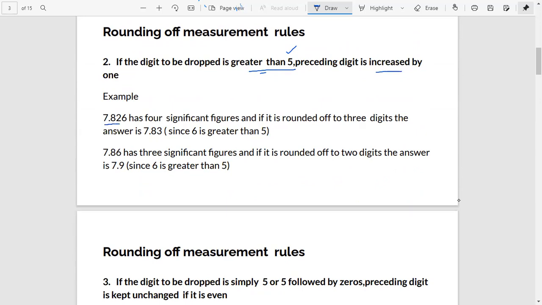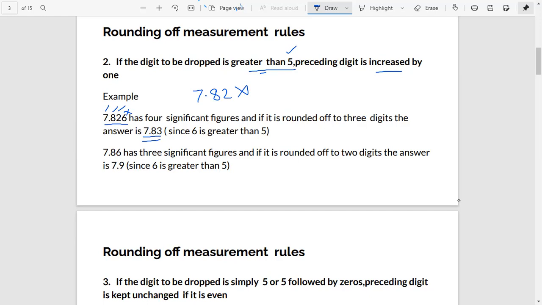This is 7.826 and we want to round it off to the first 3 digits. That is, we need to drop this 6. Now we cannot simply drop this 6 without changing the preceding digit. What does the rule say? We should drop this 6 but increase the number before it, 8, by 1. That is, it becomes 7.83 and not 7.82. Why is it not 7.82? It is not 7.82 because this number 6 is greater than 5. So that is the rule.